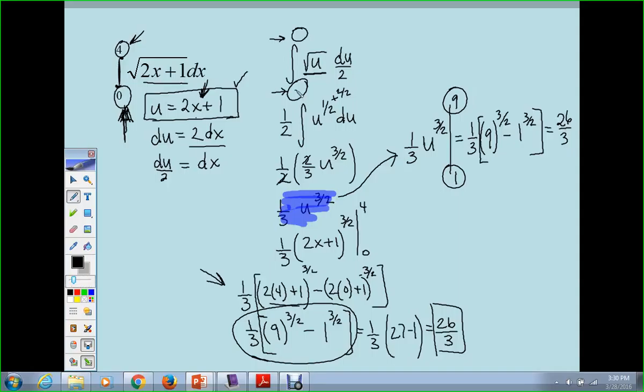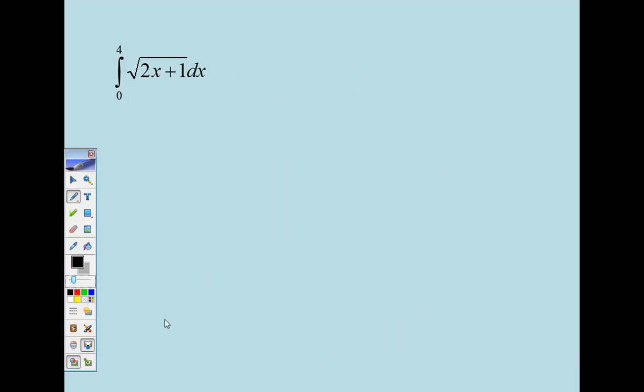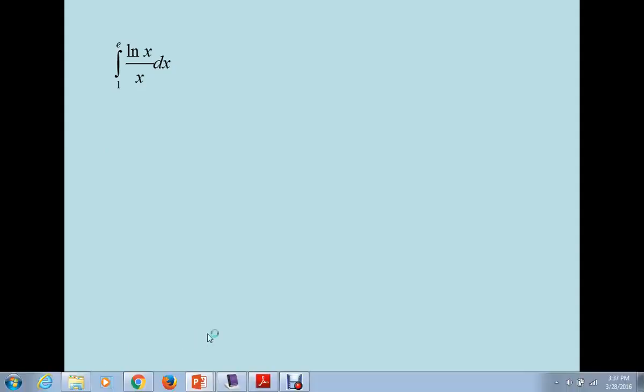Now if you decided to leave it in terms of u and put from 1 to 9 here, that would be fine, because we are in terms of u. You change the upper and lower limits in terms of u. That would be fine. But you can evaluate these either way. Leave it in terms of u, change your upper and lower limits of integration, or change back to x and use the original upper and lower limits of integration.